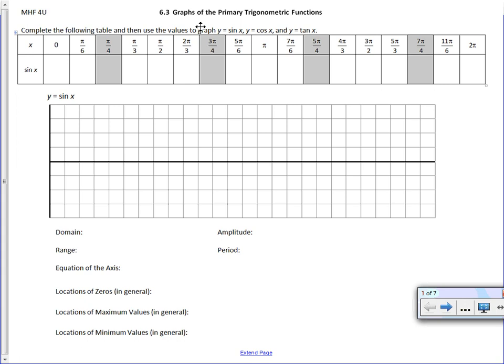I said you've already done this last year, so what's the difference this year? Guess what your x-axis units are going to be? Pi. Radians, yeah, radians. So no more degrees. Degrees are done. Okay, we want to go into radian mode.